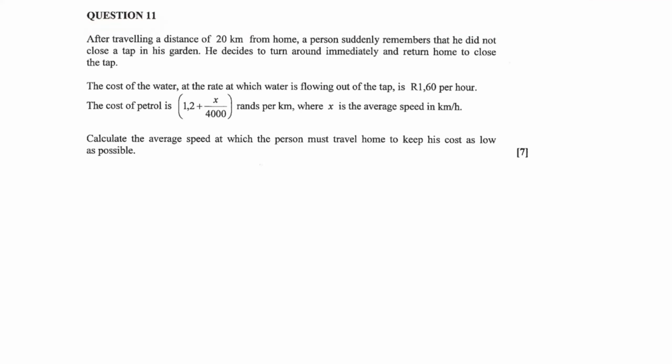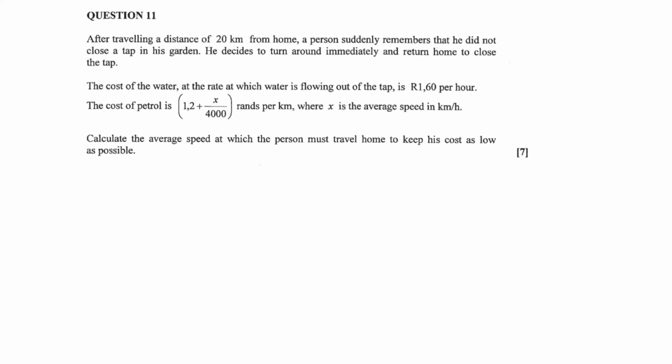After traveling a distance of 20 kilometers from home, a person suddenly remembers that he did not close the tap in his garden. He decides to turn around immediately and return home to close the tap. The cost of water, at the rate at which the water is flowing out of the tap, is R1.60 per hour. The cost of petrol is 1.2 plus x over 4,000 rands per kilometer, where x is the average speed in kilometers per hour. Calculate the average speed at which the person must travel home to keep his costs as low as possible.